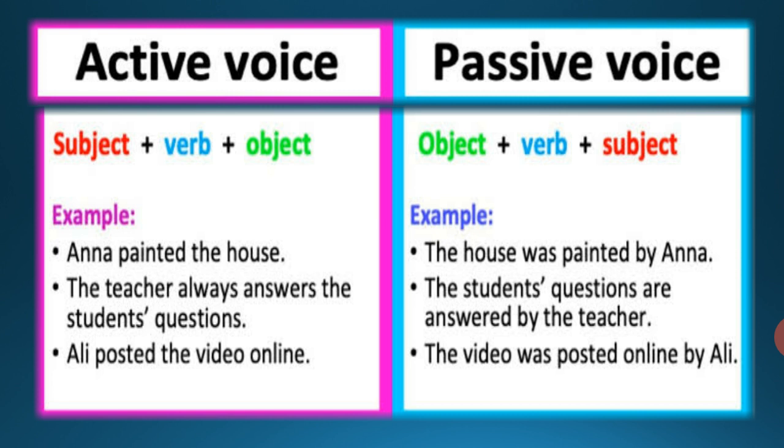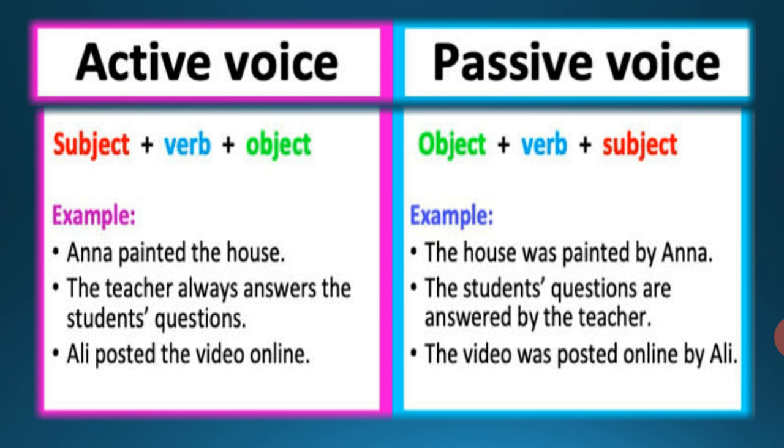Here only the sentence is given. So next one, passive voice. Actually, what does passive voice tell us? What is done to someone or something, that is called passive voice. Here the subject is being acted upon.